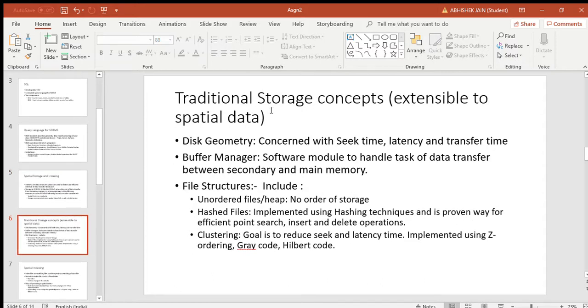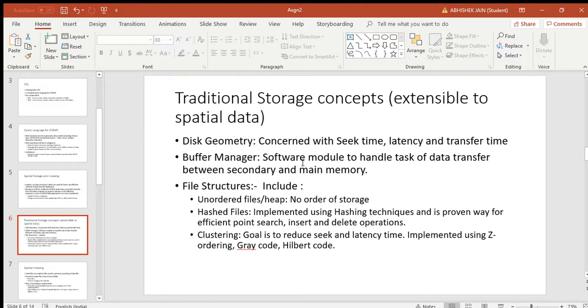Now, traditional storage concepts which are extensible to spatial data. The first one we'll study is disk geometry. It is concerned with three types of times: the seek time, the latency time, and the transfer time. The second component is the buffer manager, which is a software module to handle the task of data transfer between secondary and main memory. The third concept is file structure, which includes unordered files or heap files, where there is no order for the storage of the files.